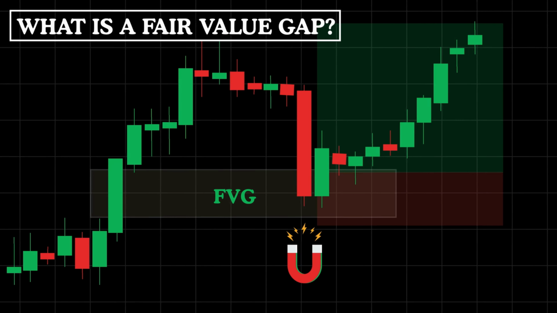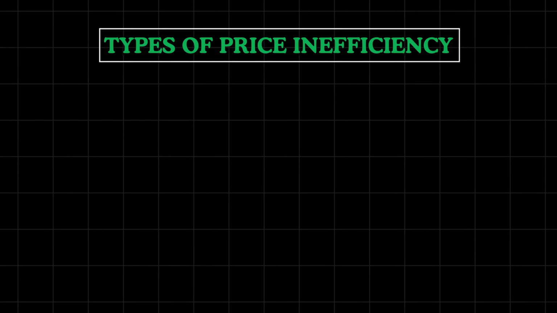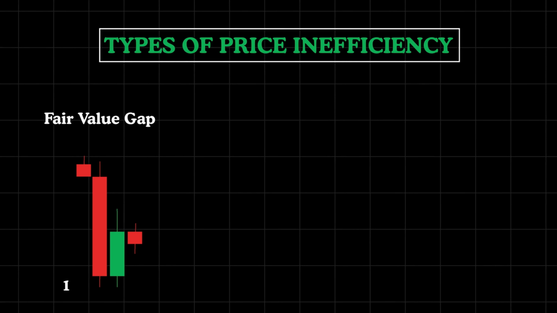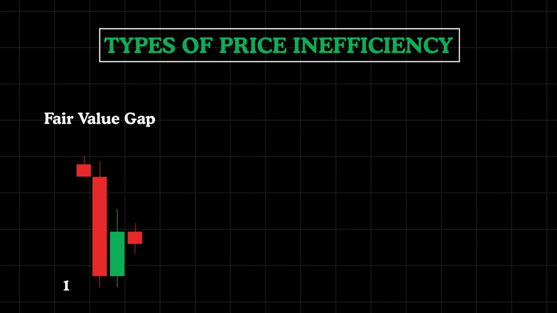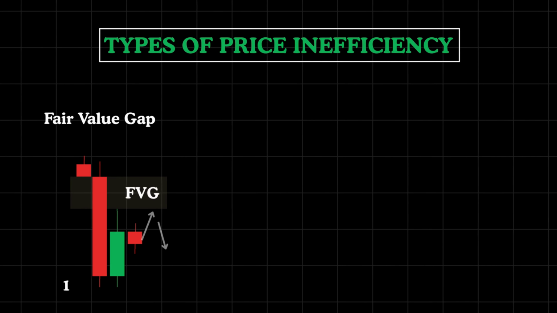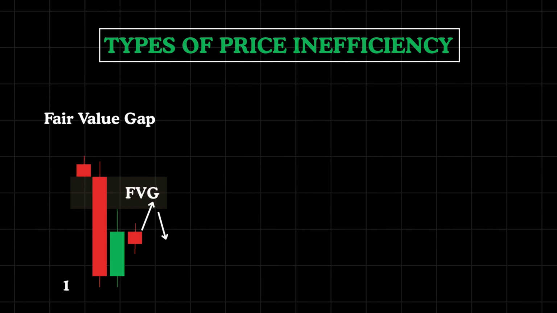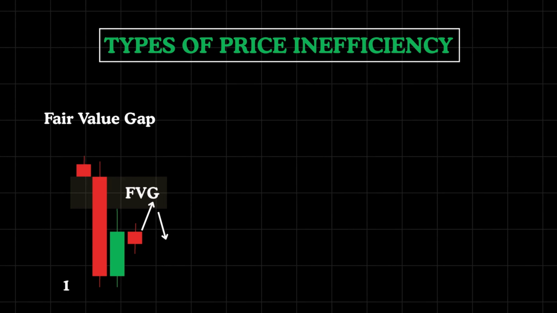And before we dig deeper, let's do a quick recap of what inefficient price delivery actually means. There are three main types of price inefficiency. The first is fair value gaps. These usually form over three candles where the wicks on either side don't completely cover the body of the middle candle. This leaves a distinct gap traced from that middle candle's body. Price often comes back to fill this zone, making it an important level to monitor.